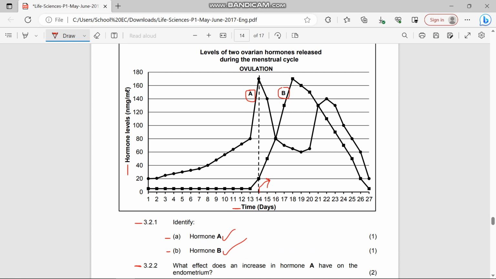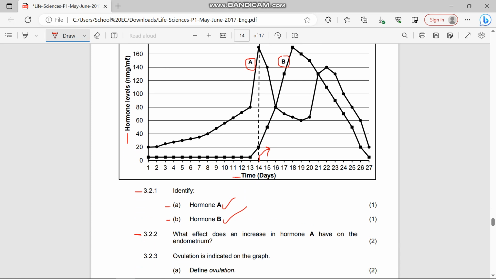There will be more tissue glands that are going to cover the endometrium wall. And lastly, it is going to be made vascular, meaning the estrogen will influence the endometrium wall to become more vascular and get supplied with more blood vessels. That's how it goes. So that's straightforward.